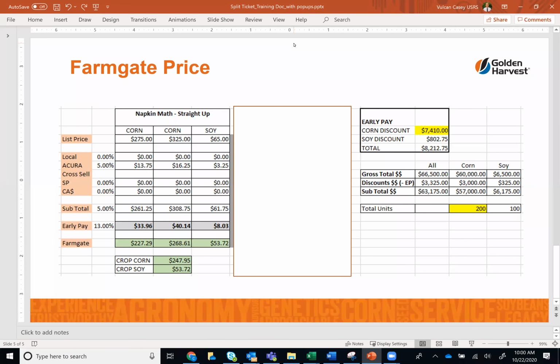I'm going to use a simple example on a proposal to explain the difference between napkin math, Farmgate, and what CropEdge currently calculates for Farmgate. So in this example, I have two corn products and one soybean product, and I'm going to walk through the way the waterfall works on napkin math.